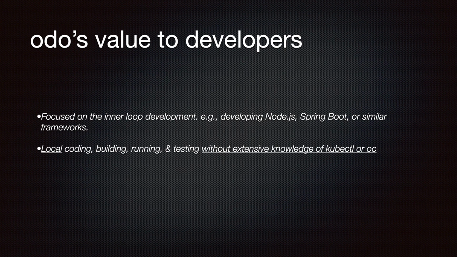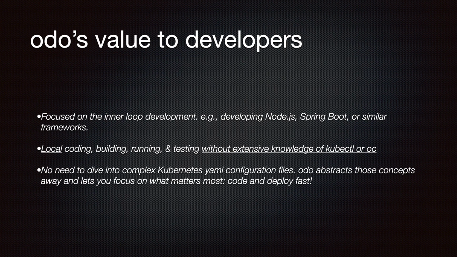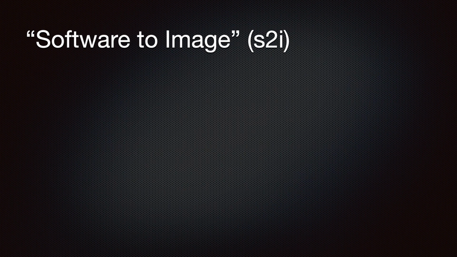But the developer doesn't have to use some sort of web-based interface. You can still do that local coding, building and running, but without having to have extensive knowledge of either the kubectl or the OpenShift oc tool. And again, ODO can help abstract away a lot of that complexity so that developers don't have to dive into those complex Kubernetes YAML files. ODO is going to abstract it all away so the developers can code and deploy fast.